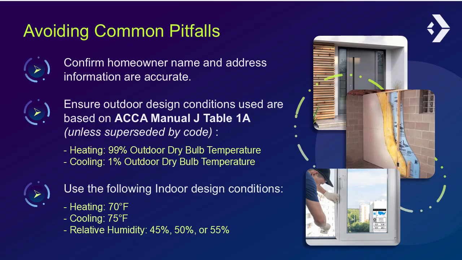We use the 99% heating design temperature to ensure the system can meet demand during nearly all cold conditions. The 1% cooling design temperature sizes the system for typical peak heat while avoiding oversizing that would reduce efficiency and humidity control. Also check the indoor design conditions to confirm they're consistent. Heating set to 70 degrees Fahrenheit, cooling set to 75 degrees Fahrenheit, and relative humidity at 45%, 50%, or 55%. We're using these conditions because they represent typical, comfortable indoor conditions that allow accurate load calculations without assuming unrealistic set points.